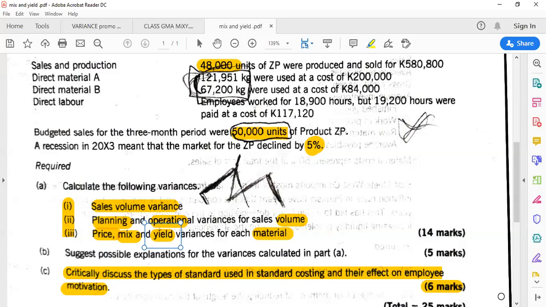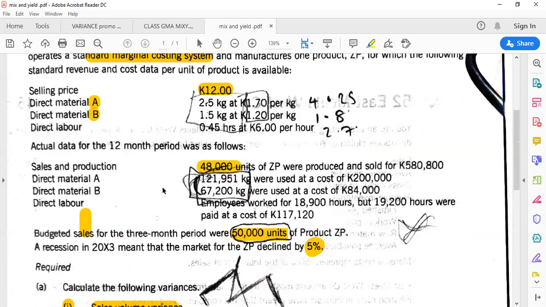According to our standard, here is what we planned. We planned that we are going to spend how much? For material A, we plan to use 2.5 kg at 1.70 kwacha per kg, which means per unit we plan to spend 4.25 kwacha. Material B, we plan to spend 1.8 kwacha. Did we spend according to what we planned? That's what we're trying to look at. So 4.25, copy that, and 1.8.